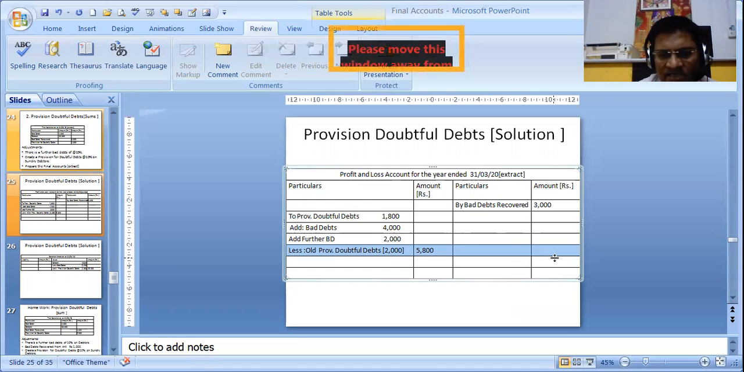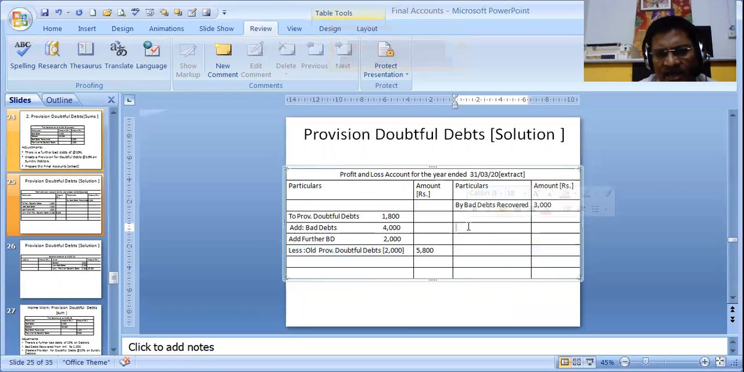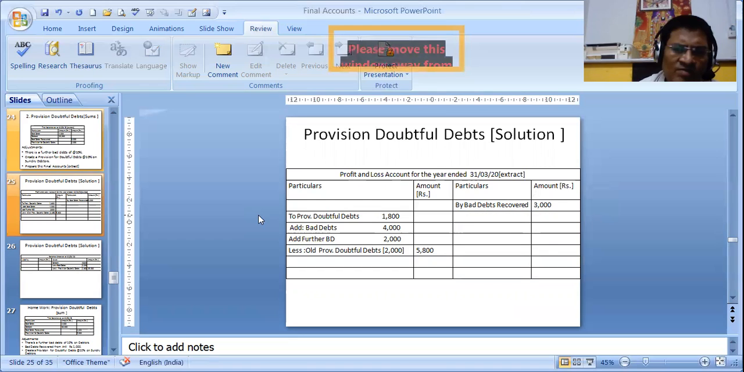But in that case, the old provision being so, we are not writing it on the credit side, but we are writing everything on the debit side. One more way we can write is to just write the new provision over here, 1,800, then bad debts, then further bad debts. We will write the figure as 7,800, and this old provision we will write on the credit side as by old provision 2,000. Automatically it will come to 5,800.